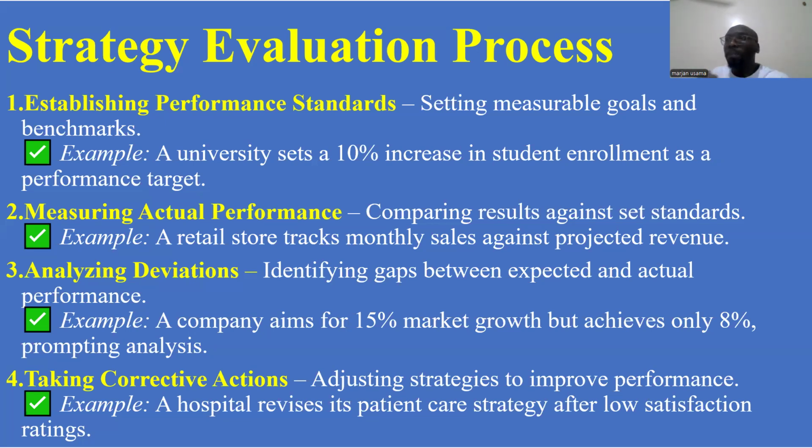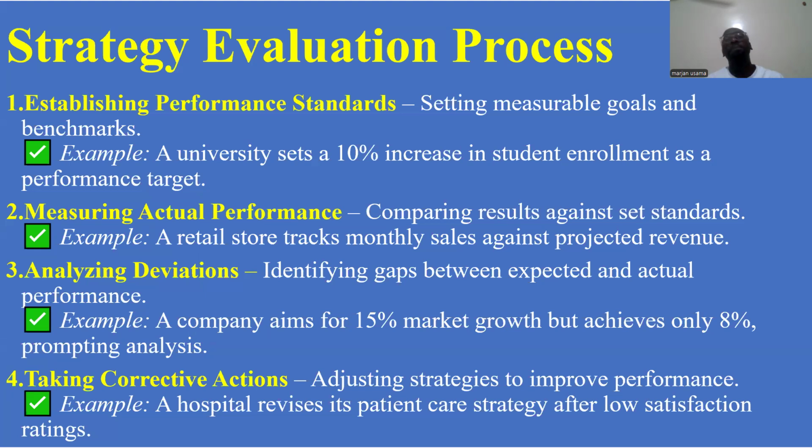Set your objective in your business. If you are having a business center, set your profit at the beginning of the year. You say that in 2025, I want 20% profit. Number two, at the end of the year, you measure the actual performance. You measure it against the established performance. Then you ask yourself, is there any deviation?